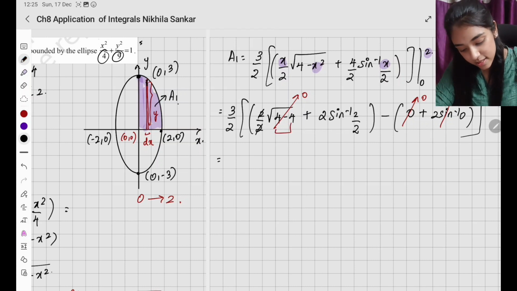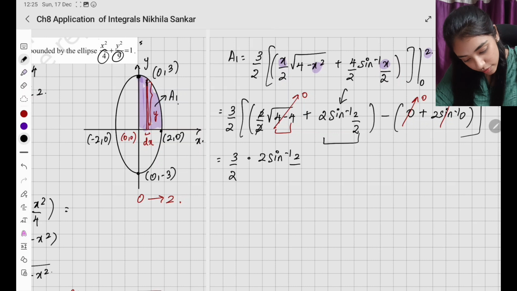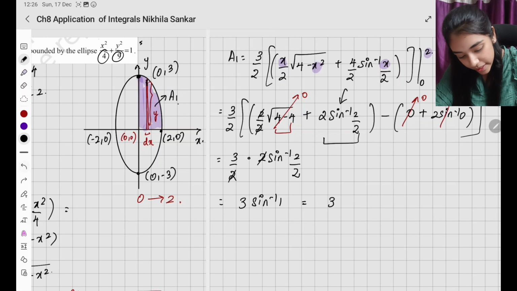This also gets cancelled. So I have 3 by 2 and this is the only term that is left. So I have 2 times sine inverse of 2 by 2, which is going to be 1, since the 2 and the 2 get cancelled. 3 times sine inverse of 1. Sine inverse 1 is going to be pi by 2, since sine 90 is 1. So it is going to be 3 times pi divided by 2. So this is going to be A1.